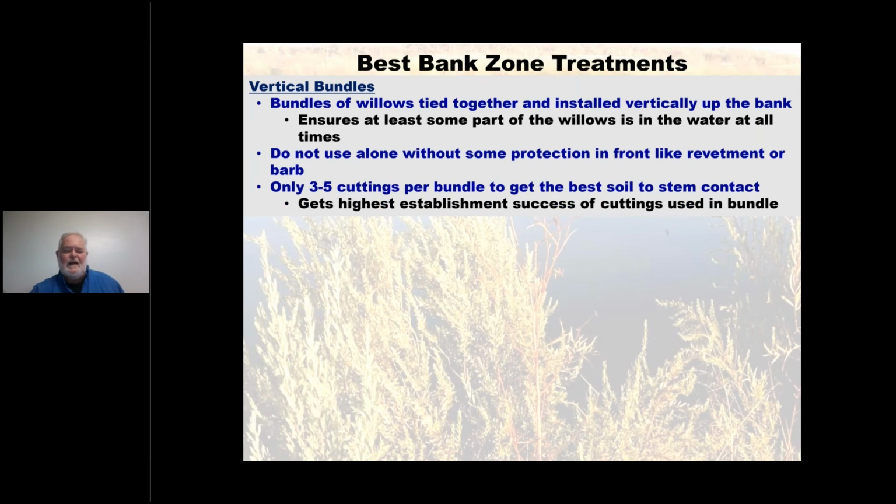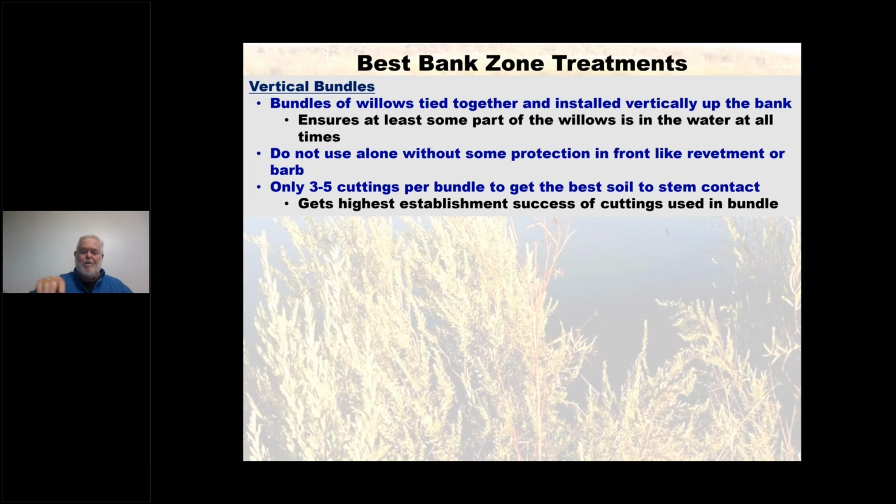The other thing that I'd like to point out with vertical bundles is that when you look at pictures, a lot of times you'll see these guys that have vertical bundles that are this big around. And now think about how many cuttings are in a bundle that's that big around. I mean, there's probably 100 cuttings in there. Then think about, you put all this effort into harvesting them, and then you're going to tie them together, and there's this great big bundle. How many cuttings in that bundle are going to grow?